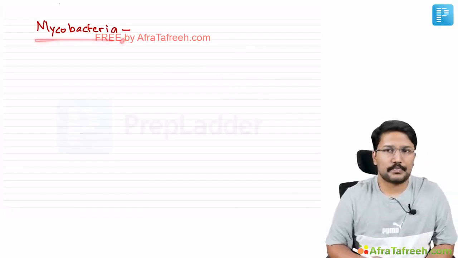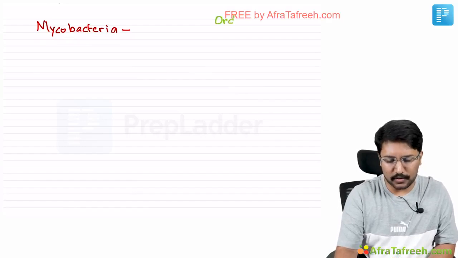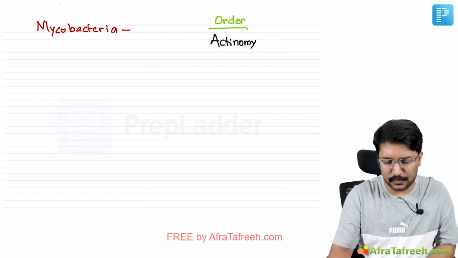When we talk about tuberculosis, we know that it is caused by mycobacteria. An examiner from microbiology might ask to which order these mycobacteria belong. The order that mycobacteria belong to is Actinomycetales.